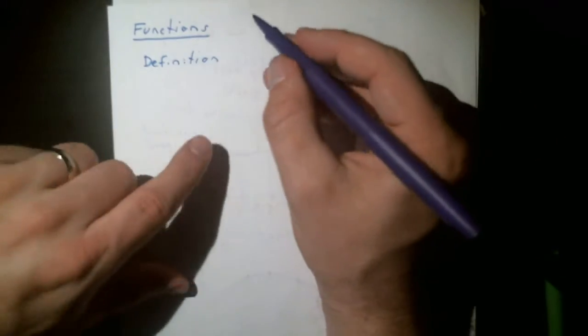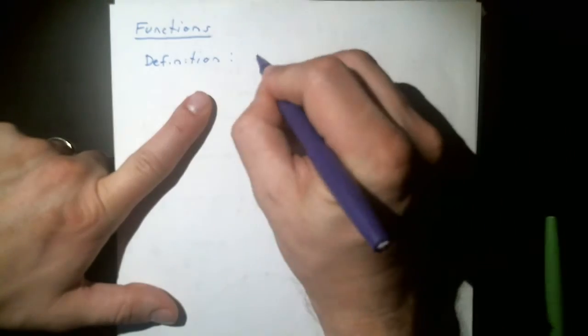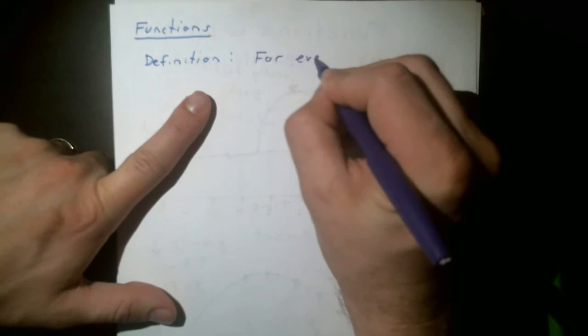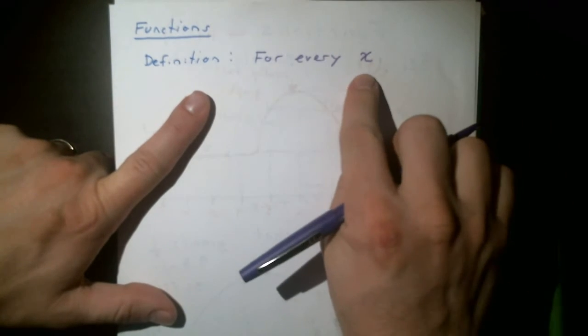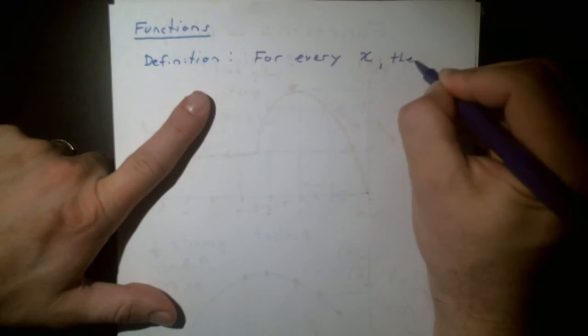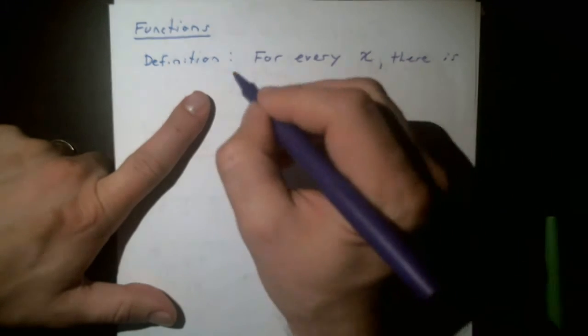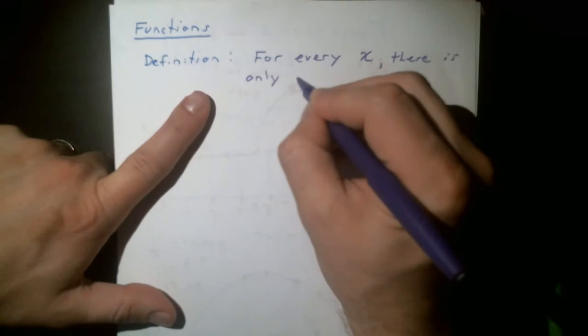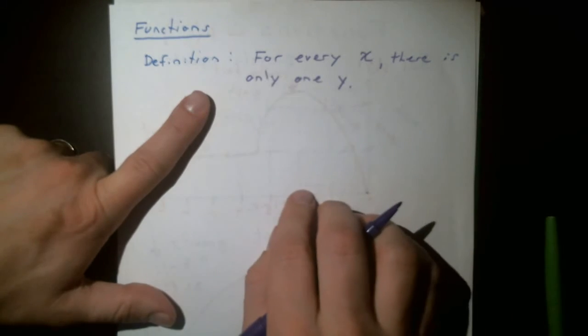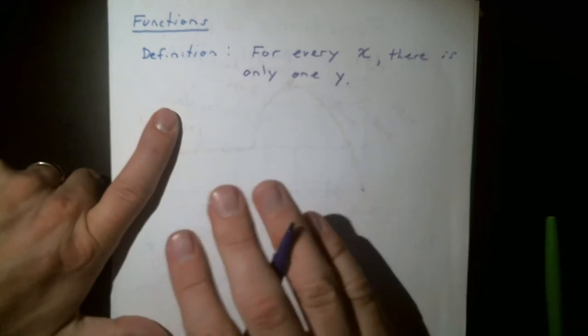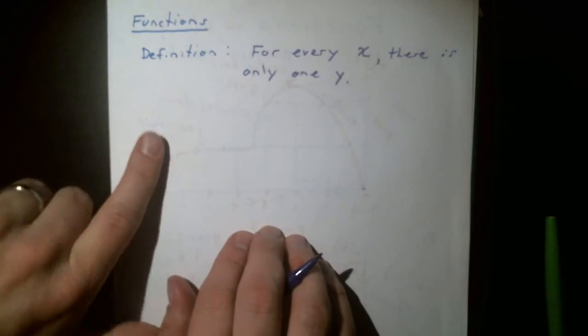So let's look at our definition of a function. We saw three graphs, and I said that for every input, you get what? Exactly one output. So that's what I want to do here. Here we go, our definition of a function. For every x, let's just put x for now, there is only one y. That's pretty much the simplest definition.